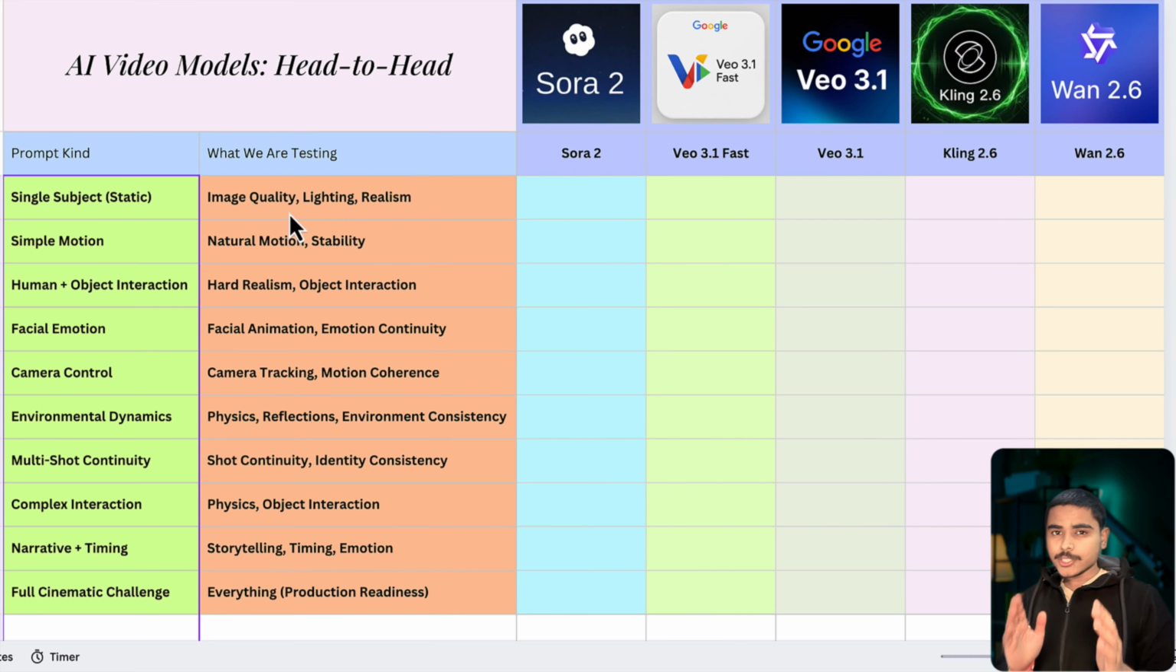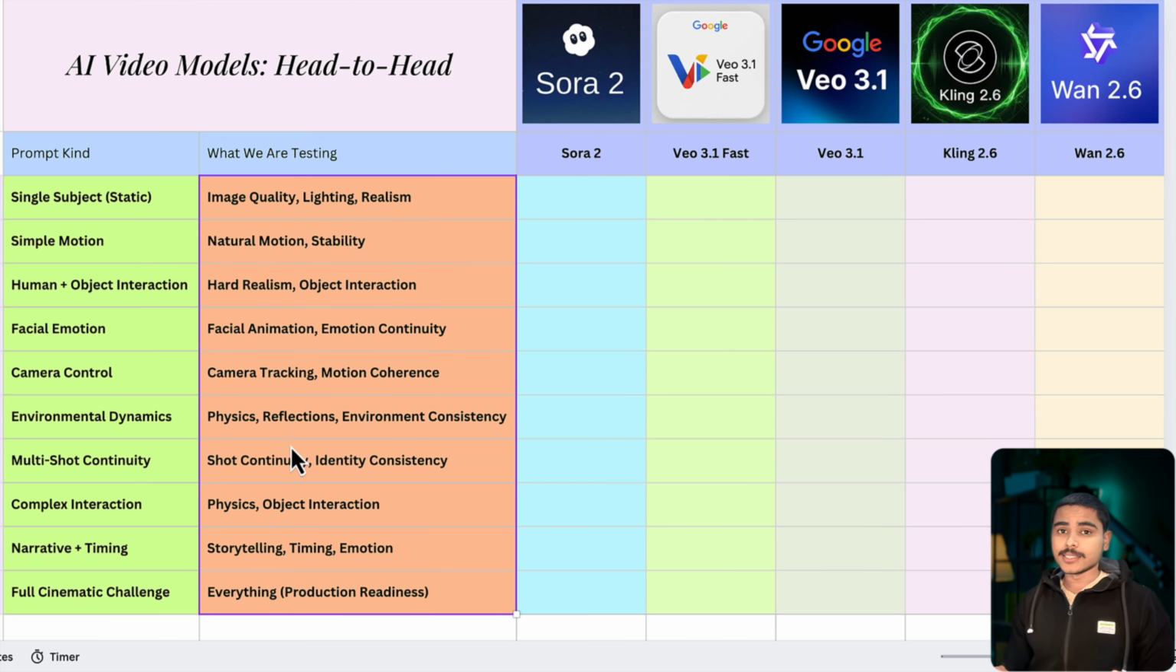We are going to test each of these 5 models with 10 different prompts, which is going to test up to 20 different criteria. So let's start.